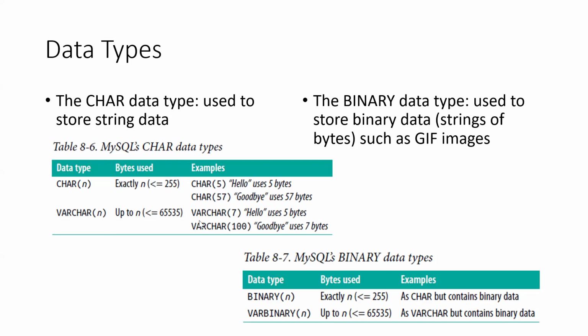But remember that it depends on how many letters we store there. So, for example, if you say varchar 7, and if you save the word hello, it uses 5 bytes. And the second one, if you say varchar 100, and if you say only goodbye, it uses 7 bytes because it uses only 7 characters. So that's just to understand. So character data type.